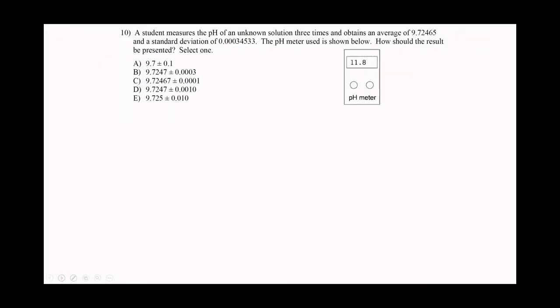A student measures the pH of an unknown solution 3 times and obtains an average of 9.72465 and a standard deviation of 0.00345333. The pH meter is shown below. How should you report the result? Our result should be reported with one sig fig unless it begins with a 1 or 2, so 0.003. The 4 does not have it round up. Our answer cannot be more precise than our error, so third decimal place, 9.725, and that 6 will have it round up to a 5.